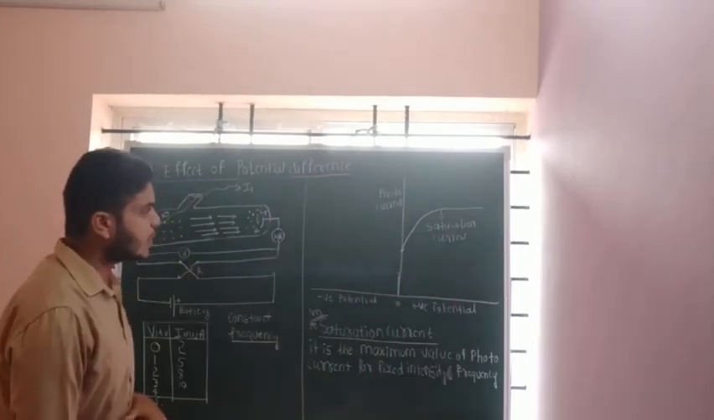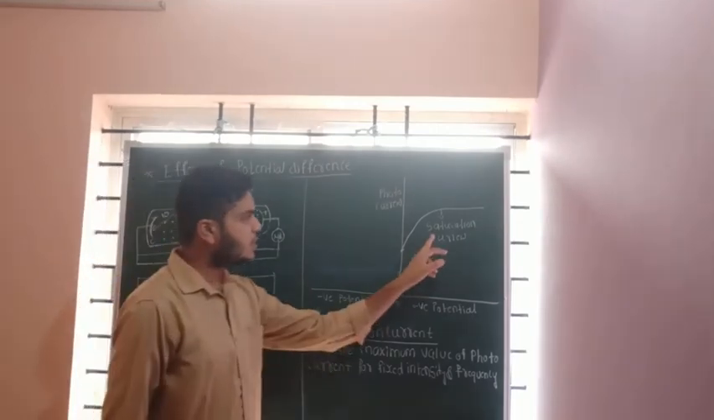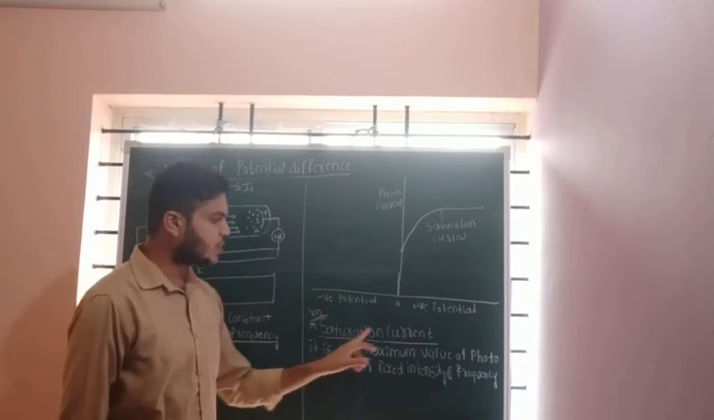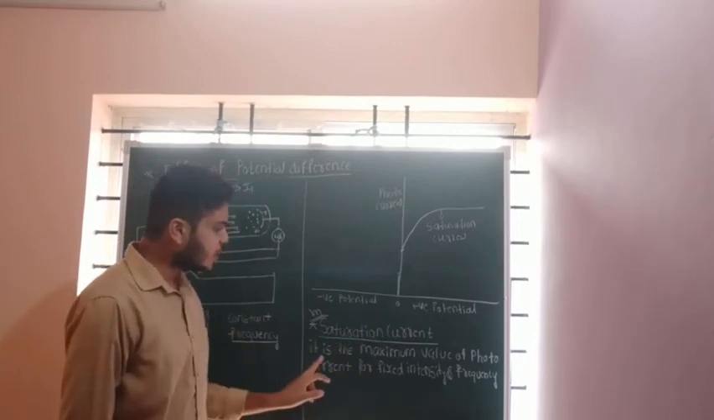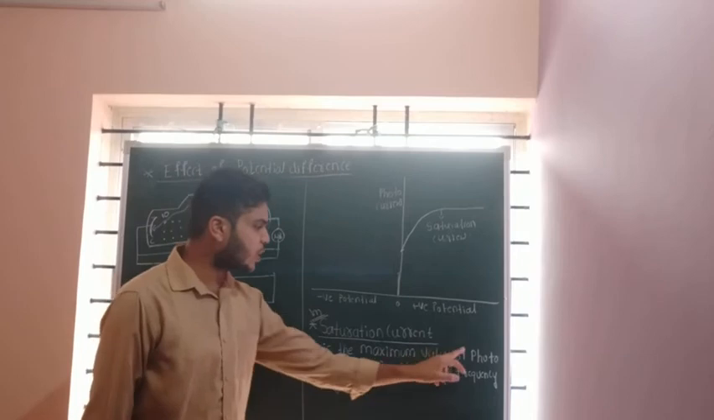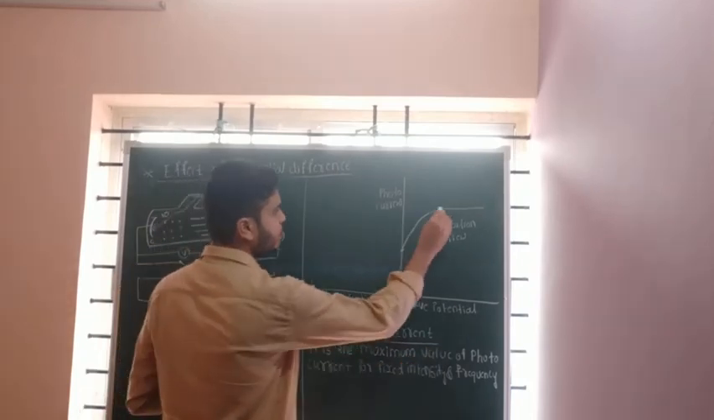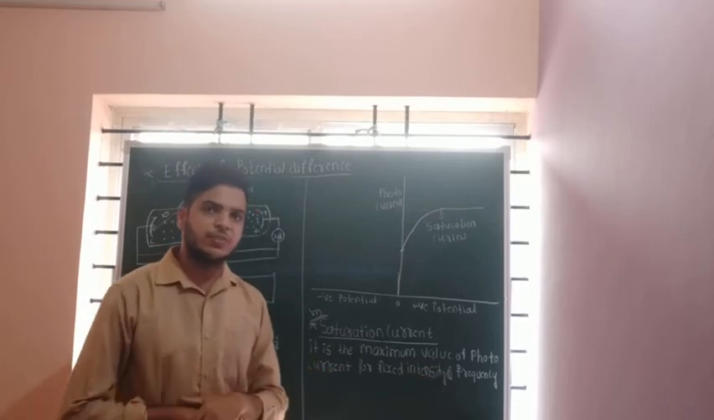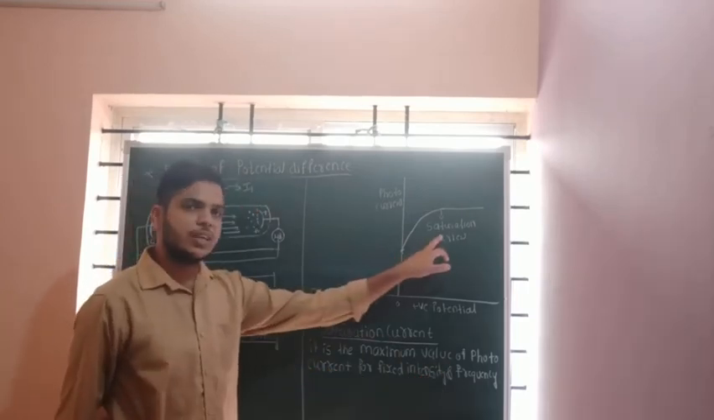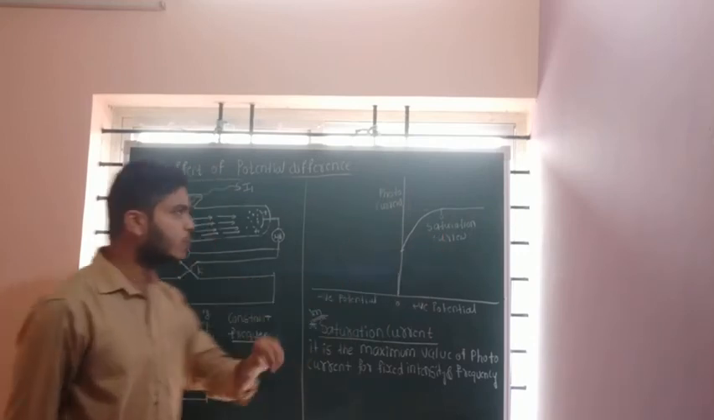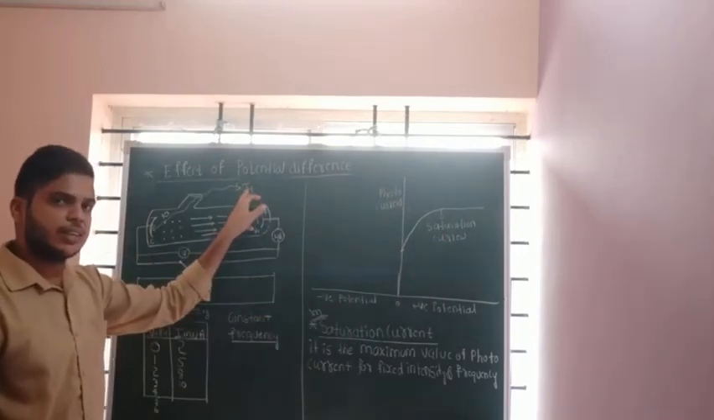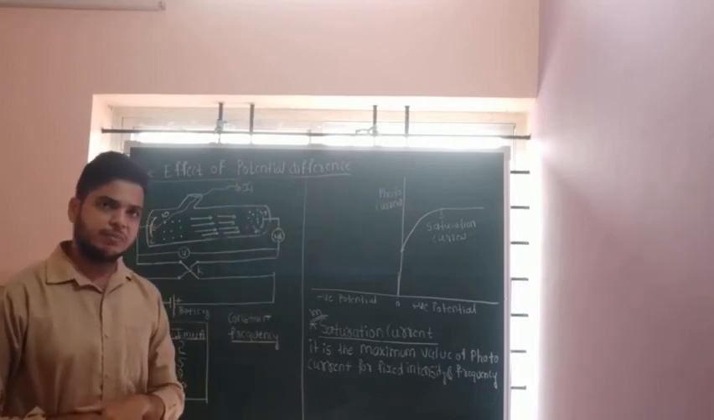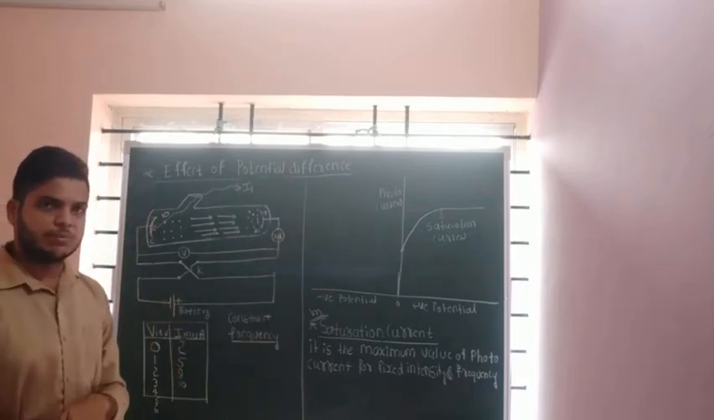Then how do you define saturation current? Saturation current is very important, one more question. Saturation current is defined as the maximum value of the photocurrent for fixed intensity and fixed frequency. The saturation current mainly depends upon the intensity of the radiation. Therefore, saturation current depends upon intensity. This is the first observation.